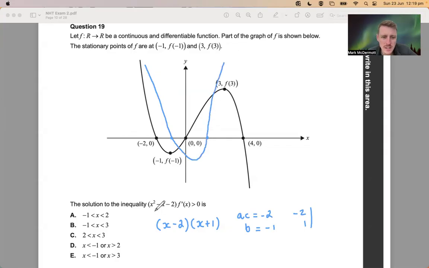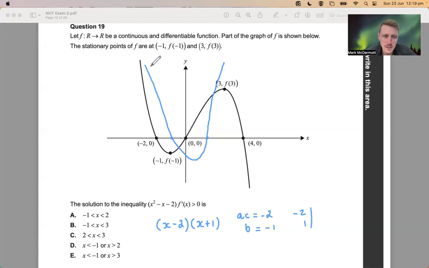Okay, now if we're to take that thing and multiply by the derivative. So basically the question is saying, where would you get answers that are greater than 0? Well, for something to be greater than 0, both parts need to be negative or both parts need to be positive. So the blue line here is positive, but the gradient of the black line is negative.